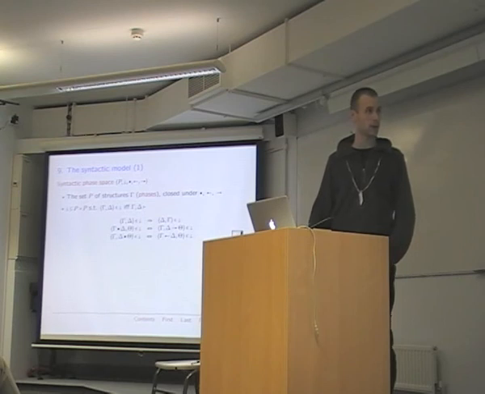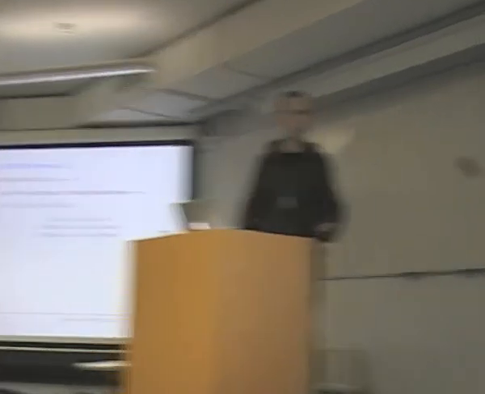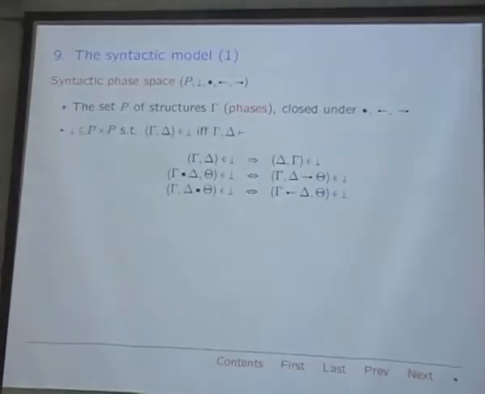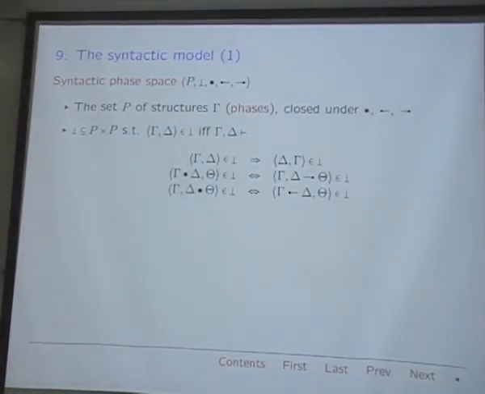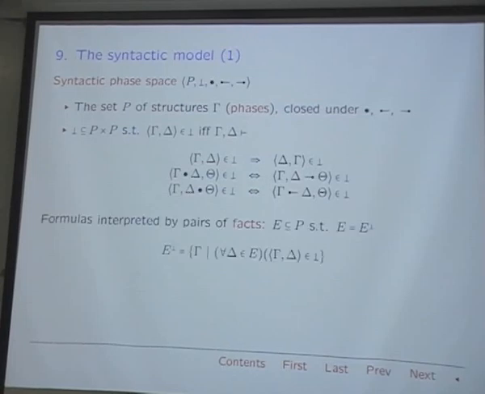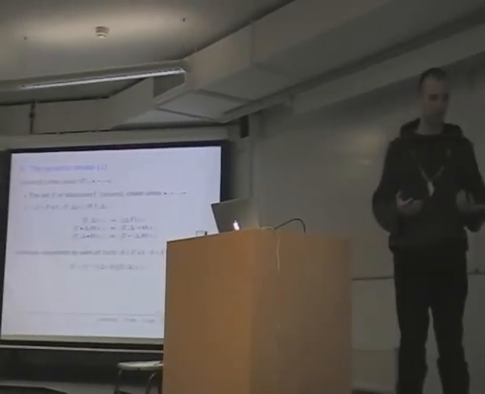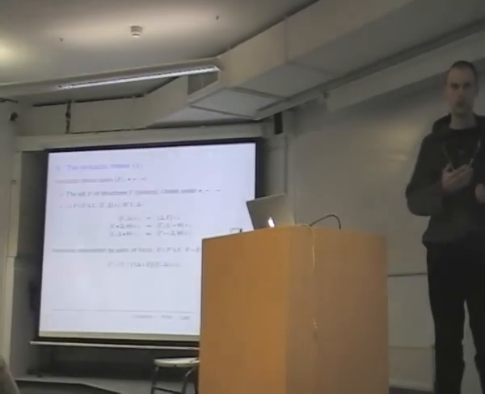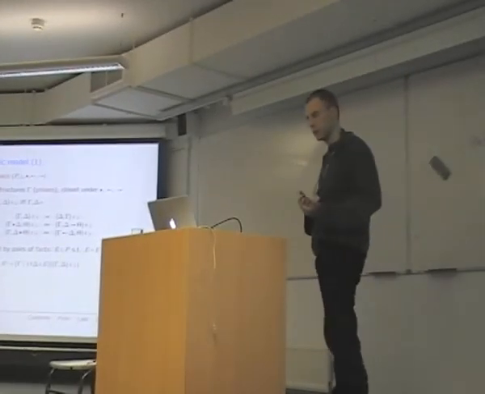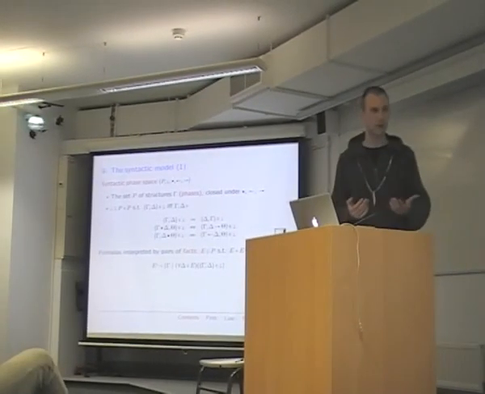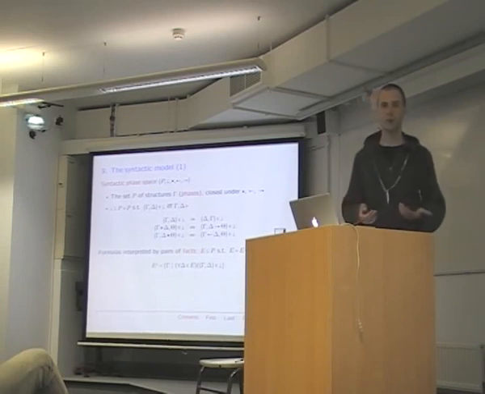So a syntactic phase space, which is much like the frames familiar from Kripke-style semantics, is simply put determined by the set of structures referred to as phases and the binary relation of provability. Formulas will be interpreted by sets of such phases that are to be closed with respect to some closure operator induced by a Galois connection, mapping sets E of phases of structures to the set of those structures gamma that stand in the provability relation with respect to all delta found in E.